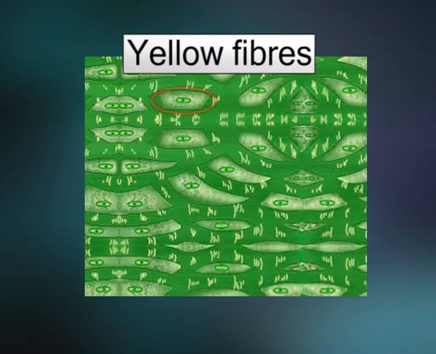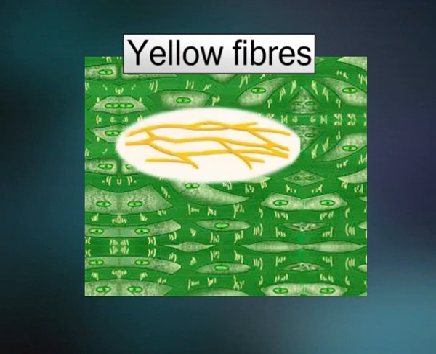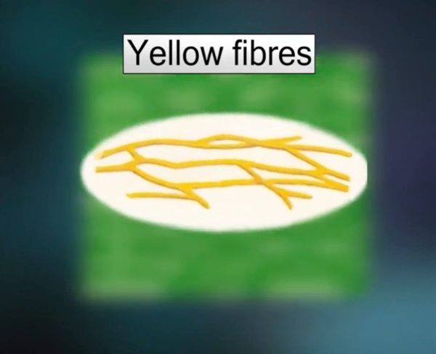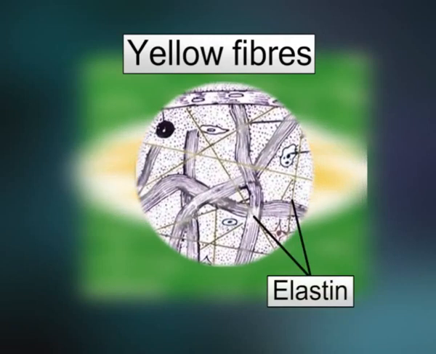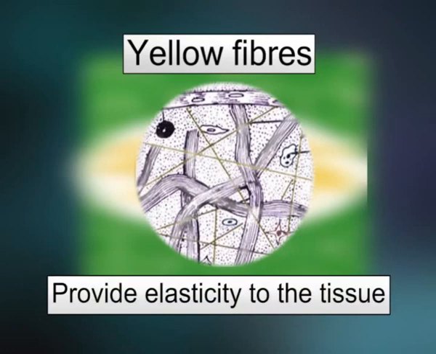Yellow fibers. The yellow fibers are fewer and thicker than the white fibers. They are straight and occur singly. They are flexible, elastic, and branched. These branches join with one another to form an irregular network. They are formed of a protein called elastin, which is resistant to boiling. The yellow fibers provide elasticity to the tissue.